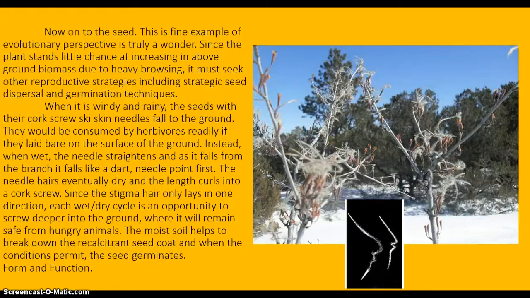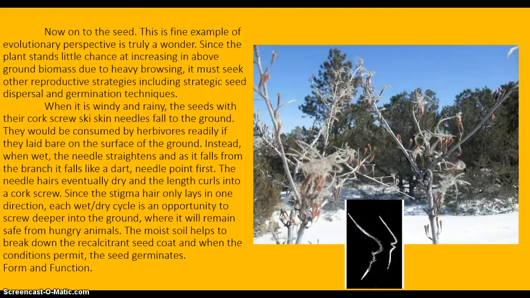When it is windy and rainy, the seeds with their corkscrew ski skin needles fall to the ground. They would be consumed by herbivores readily if they laid bare on the surface of the ground. Instead, when wet, the needle straightens, and as it falls from the branch, it falls like a dart, needle point first. The needle hairs eventually dry, and the length curls into a corkscrew.